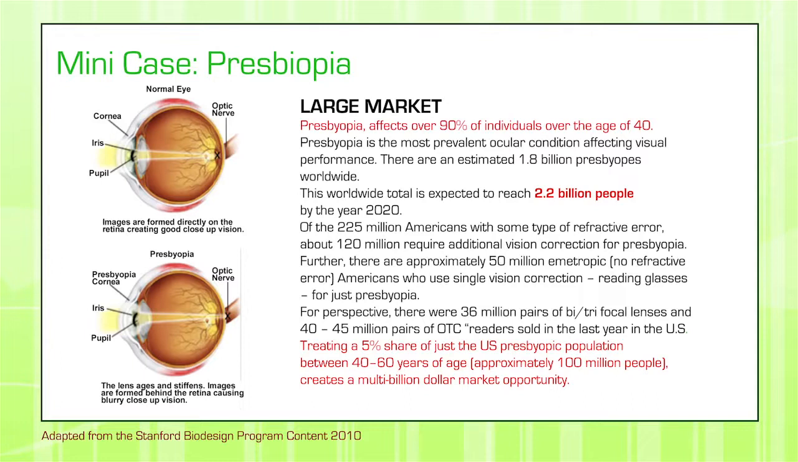But as you're going to see, the information comes really easily. In this case, for example, the next data: presbyopia is the most prevalent ocular condition affecting visual performance in the world, and it is estimated that over 1.8 billion people suffer from presbyopia worldwide. And if you think about how many 1.8 billion people is, it's a lot. That's further validation that the market might be really, really big, okay?